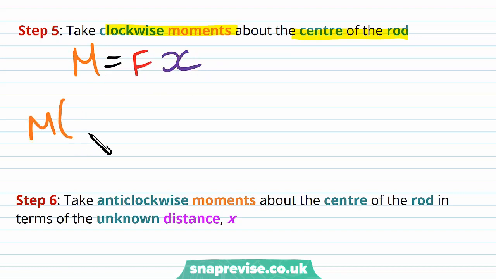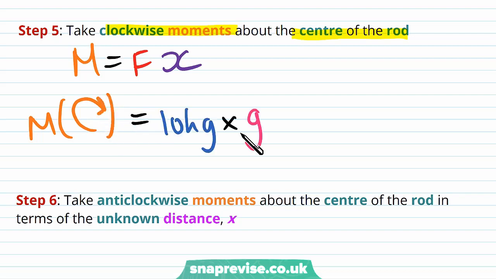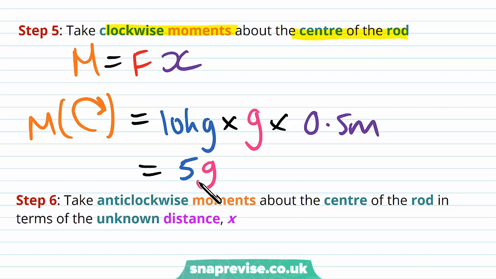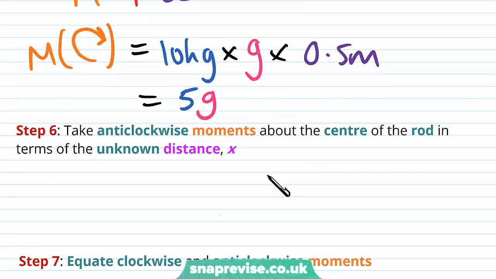So the clockwise moment is going to be given by the weight, which is 10 kilograms multiplied by the gravitational acceleration, g, and then this is going to be multiplied by the perpendicular distance from the point at which we're taking moments about. So that's 0.5 meters. If we simplify this, we get that the clockwise moment is equal to 5g, because 10 times 0.5 gives us 5, so we've got 5 kilograms times g.